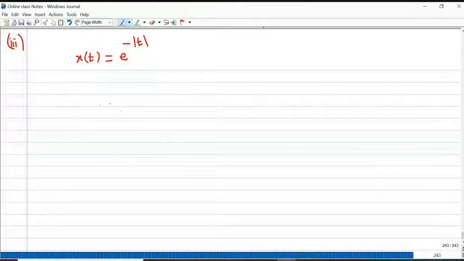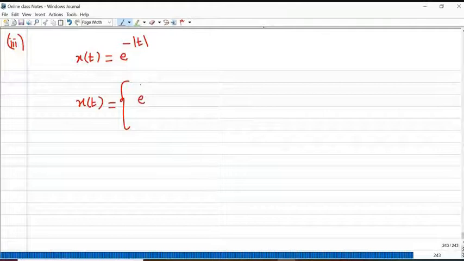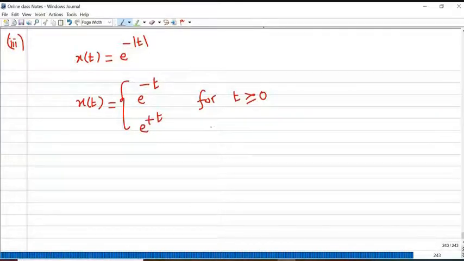No, first rewrite this given problem. e power minus modulus t, okay? This modulus t becomes plus t for t greater than or equal to 0. This modulus t becomes minus t for t less than 0. So minus into minus is plus, you'll get e power plus t for t less than 0.